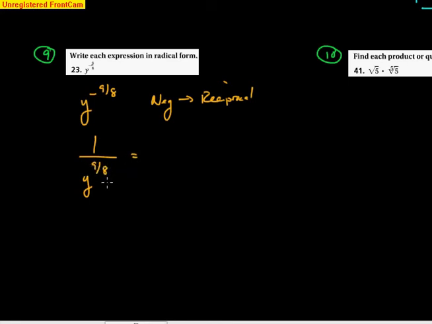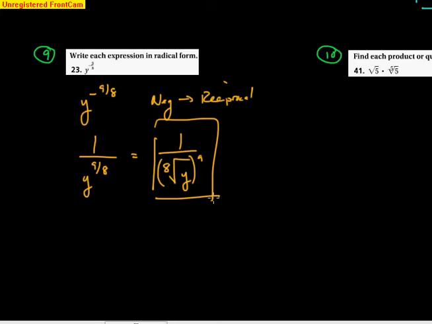Okay? And now again, the bottom number is the index, the top number is the power. 1 over 8th root of y to the 9th power. And that's how you'd rewrite that in radical form. Okay? So be aware of those negative exponents. They're pesky. Okay? They're pesky.